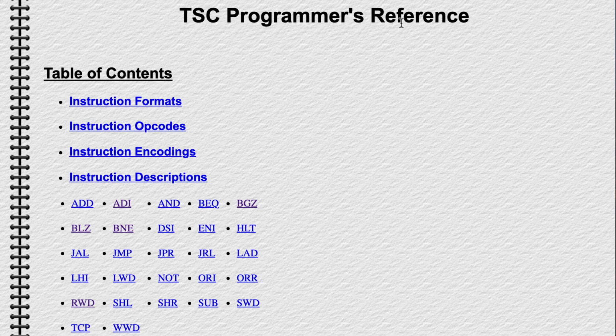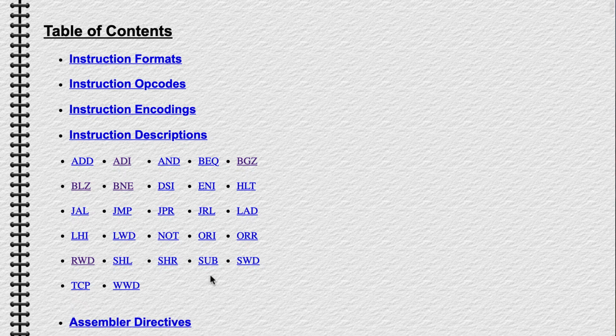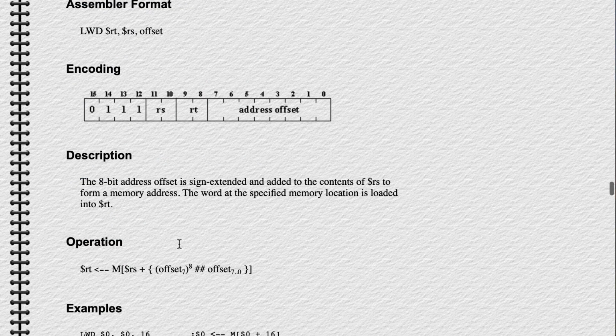Now, looking at the programmer's reference, there are two instructions that deal with memory, and that happens to be the load word and the store word. Now, the load word is to copy something from a register into memory, and the store word copies something from memory into a register. So let's click on it and see what it looks like.